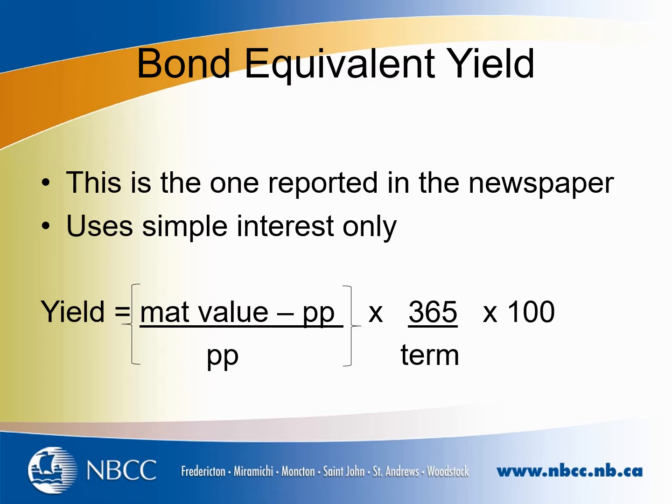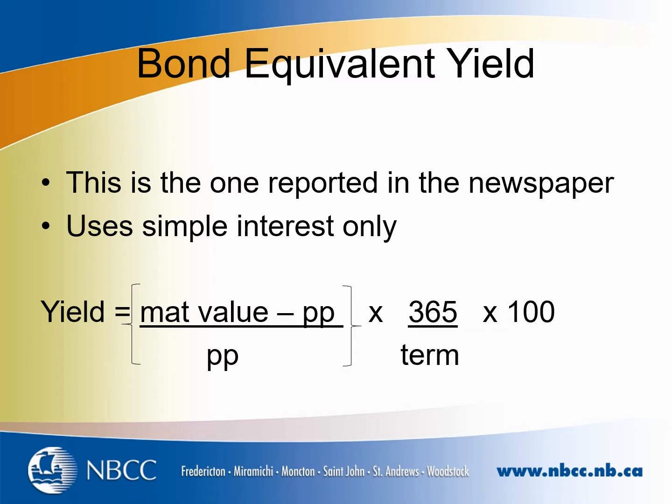The calculation is at the bottom of the slide. We take the same calculation that we've done before, the maturity value or par value of the bill, minus the purchase price, divided by the purchase price. In the next step, we multiply by 365 over the term. The term is the number of days that you have until maturity. So in our example, 40 days.